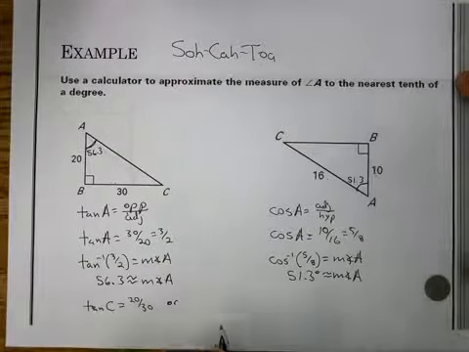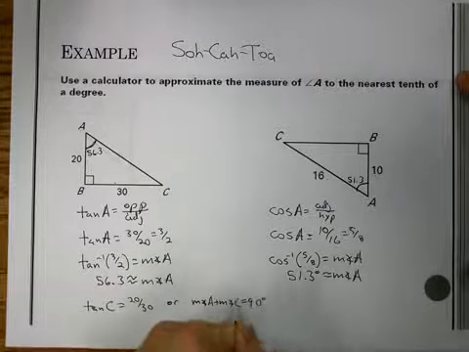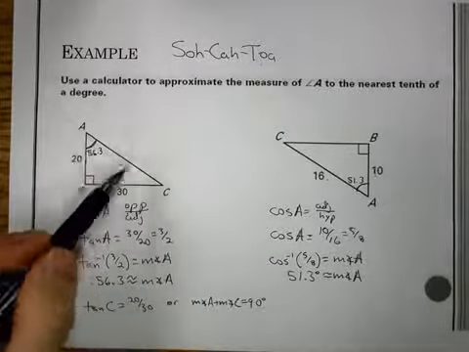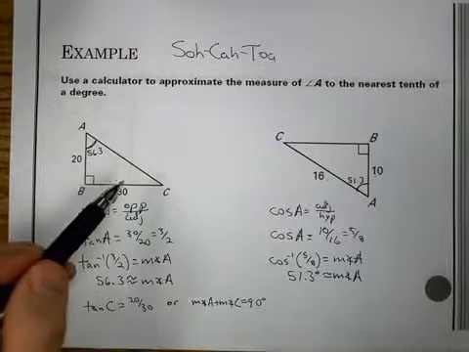Or, a shortcut we have is we know that the measure of A plus the measure of C equals 90 degrees, because all three would add up to 180. Well, this is always 90, so really these two will always add up to 90. So you can use that as actually a shortcut.